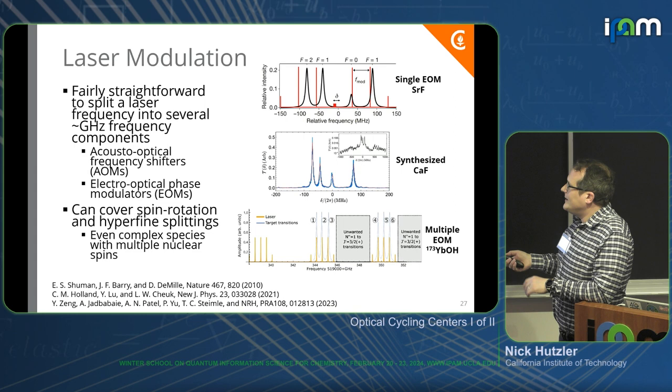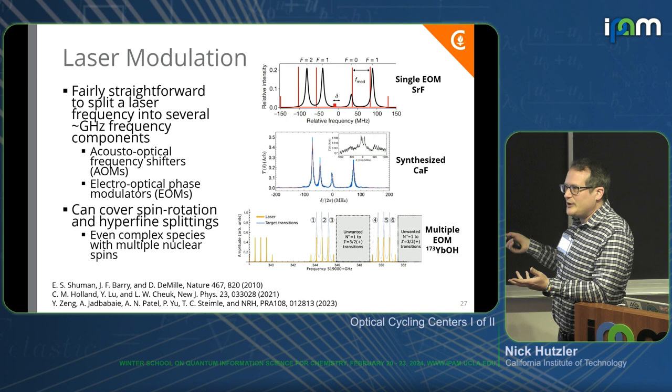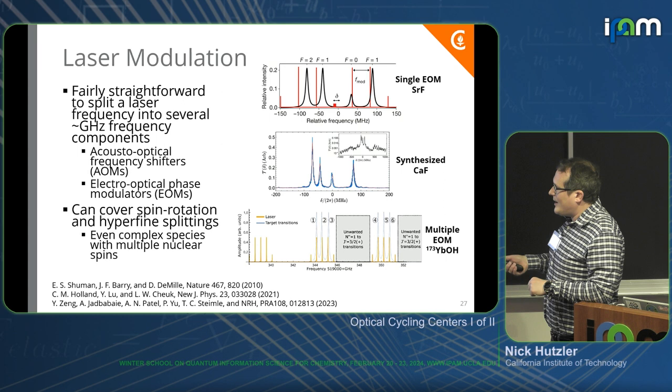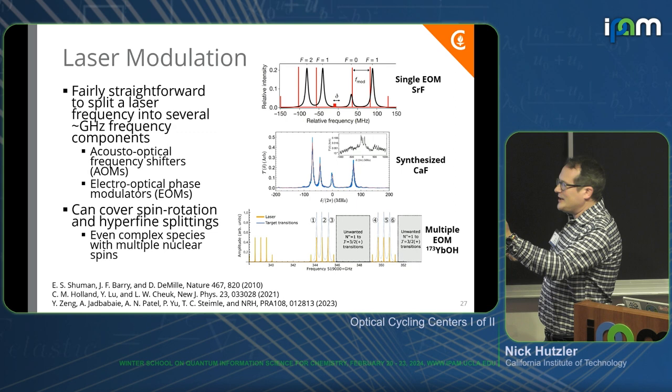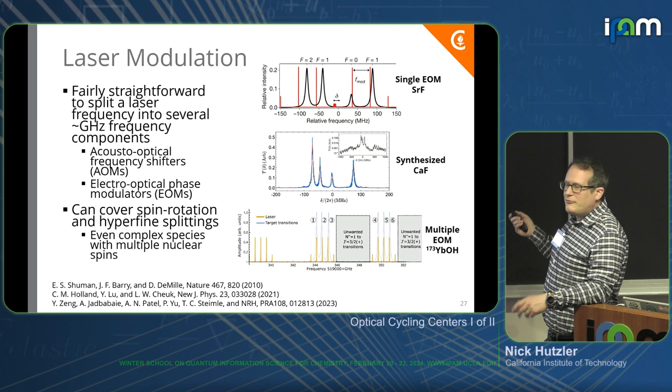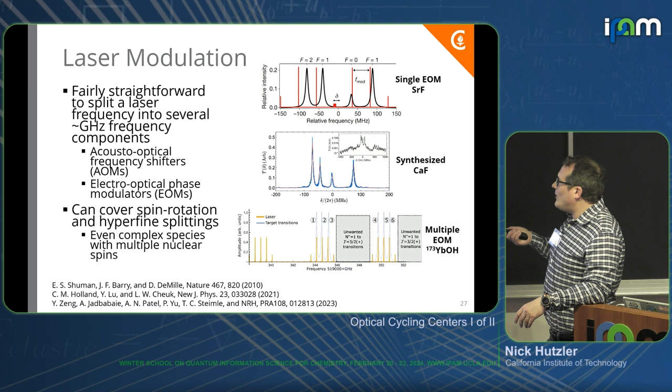It's fairly straightforward to take a laser and split it into several frequency components spaced by up to a few gigahertz using things like acousto-optical frequency shifters, or AOMs, and electro-optical phase modulators, or EOMs. For example, for strontium fluoride, the black lines indicate the molecular lines you want to address. The red lines indicate what you get if you take a laser and do a single pass through an electro-optical modulator, and you can see they basically overlap. So, good enough. You can do fancy frequency synthesis with really fast EOMs, or you can daisy chain EOMs to address more complicated structures.